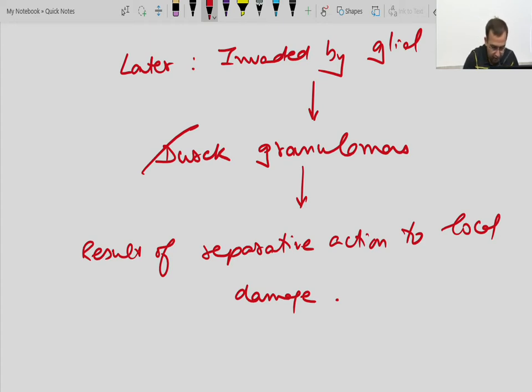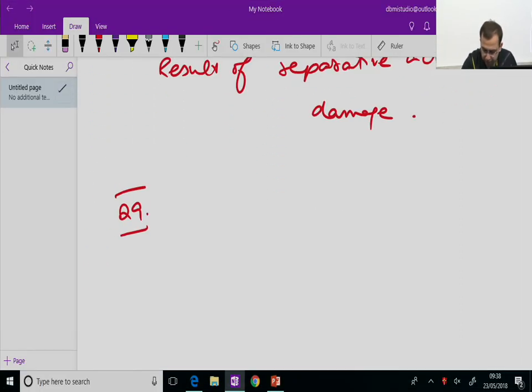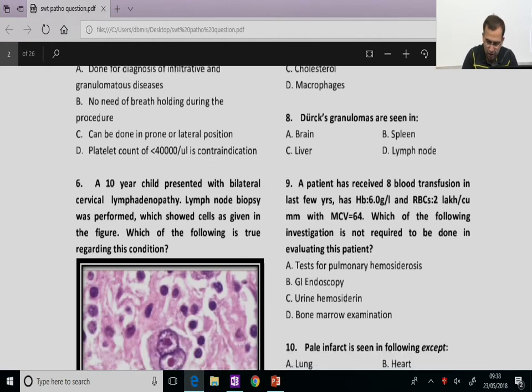Done. This gets us to the next question, question number 9. A patient has received 8 blood transfusions in the last few years. Still the hemoglobin is low, RBC count is low, MCV is low, so this test is not required. Test for pulmonary hemosiderosis. This is required. Why hemosiderosis? Because multiple blood transfusions lead to hemosiderosis.